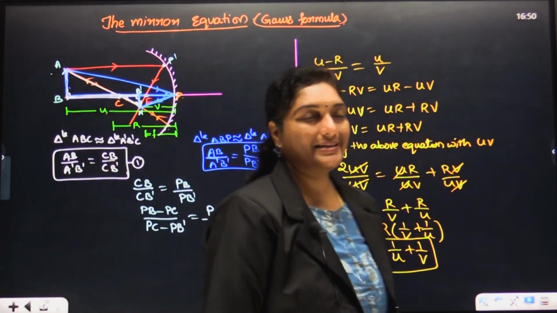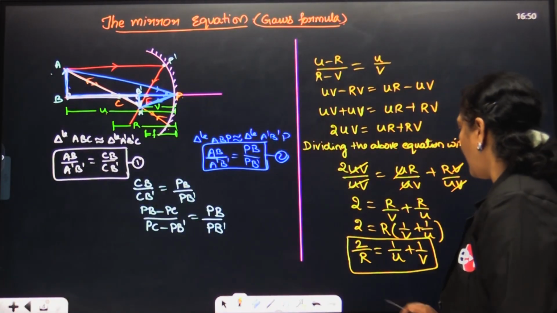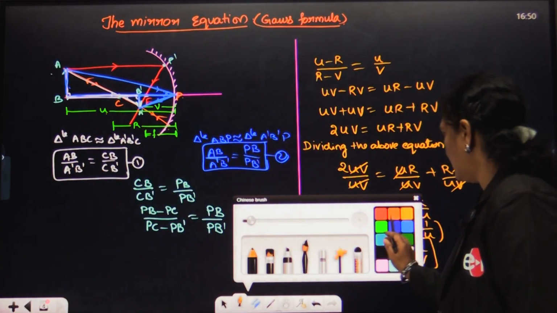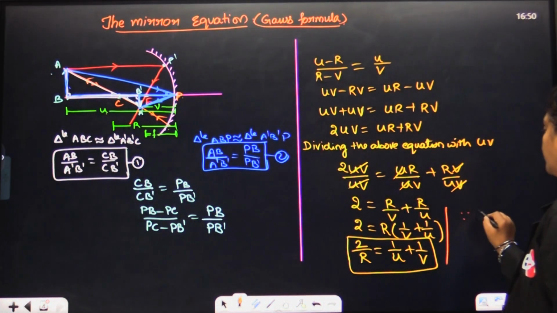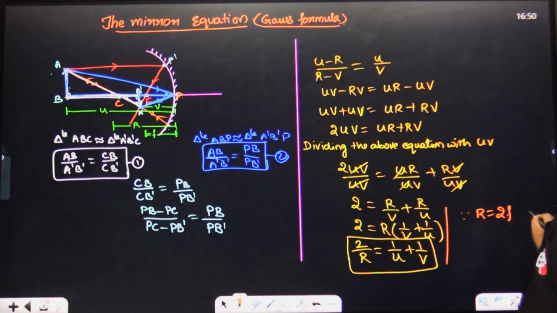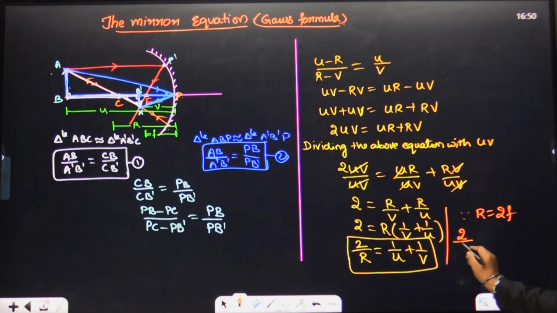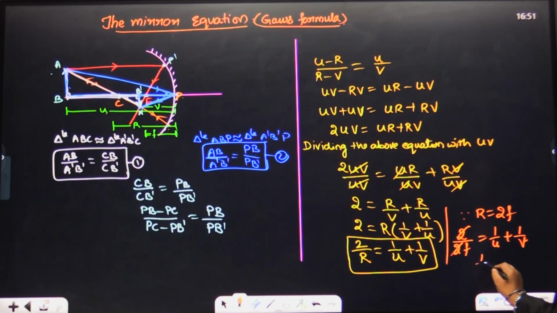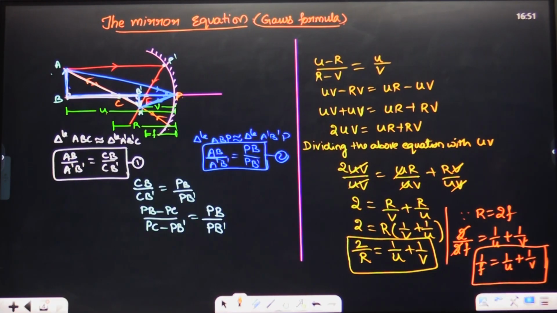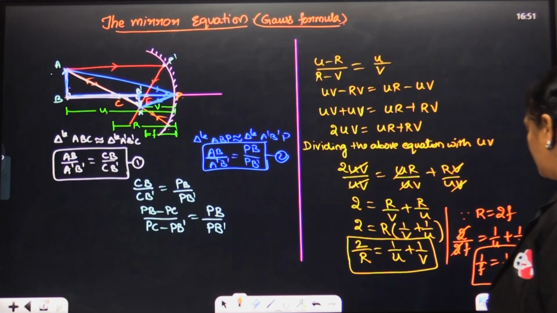But children, we know that the relation between R and F is R is equal to 2F. Let us replace the same. 2 by R is now replaced with 2 by 2F, is equal to 1 by U plus 1 by V. This 2 and 2 get cancelled. We have 1 by F is equal to 1 by U plus 1 by V. This formula itself is called your Gauss formula.